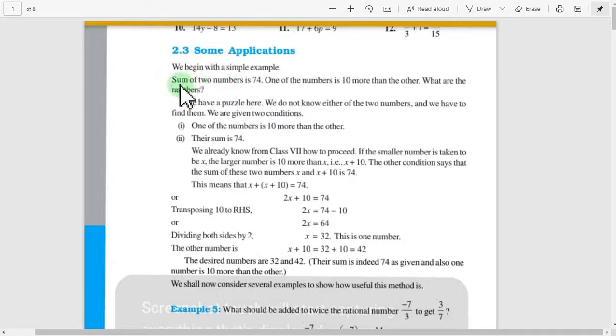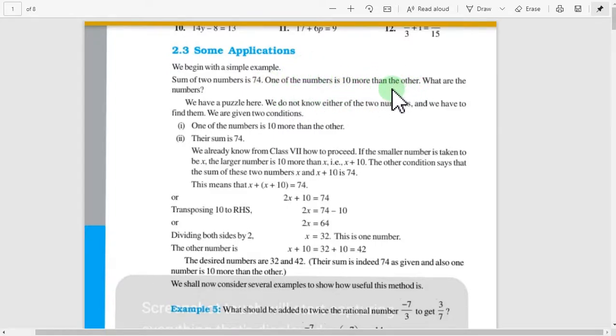So the first question is, the sum of two numbers is 74. One of the numbers is 10 more than the other. What are the numbers? In 7th standard you have learnt converting a statement into an equation. Sum of two numbers is 24. Which are those two numbers? Two numbers are unknown. So here there is a link between the numbers. One of the numbers is 10 more than the other.